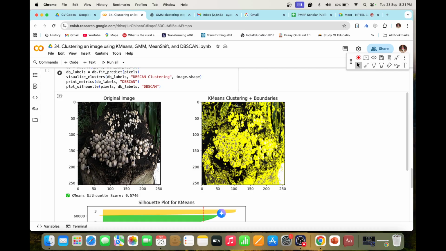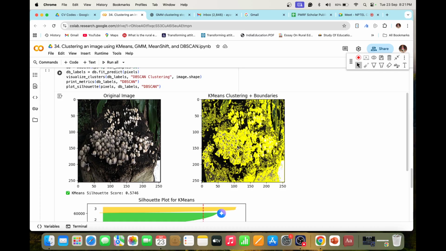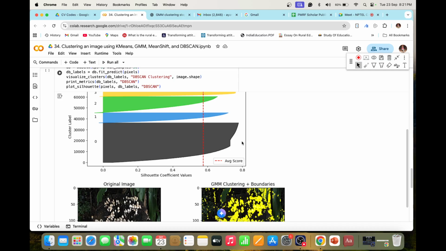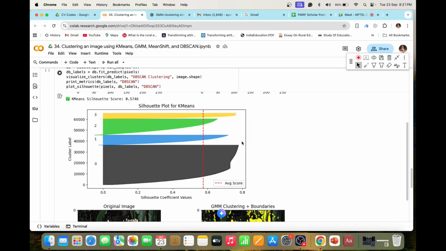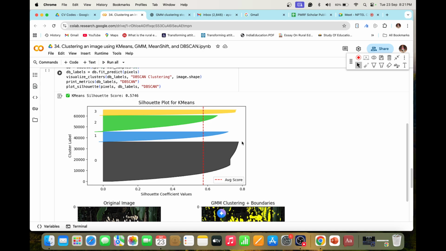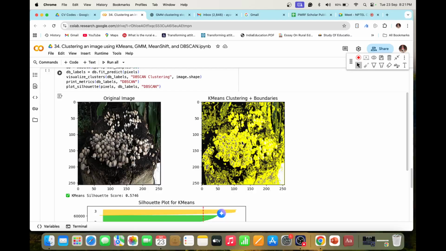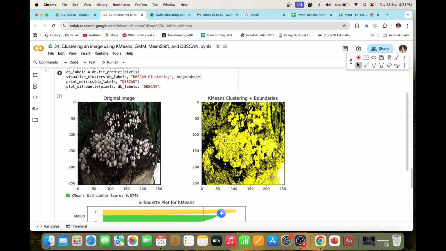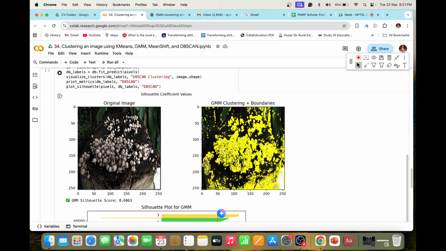This is the K-means plus boundaries. You can see this is how it has been clustered. K-means clustering plus boundaries. And this is regarding all the silhouette plots, that is nothing but the average scoring. Then this is regarding the K-means clustering, and this is regarding the GMM clustering.